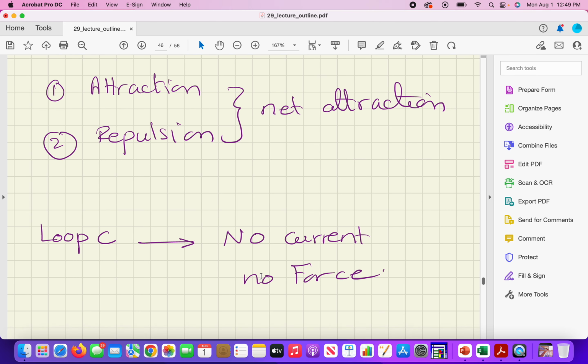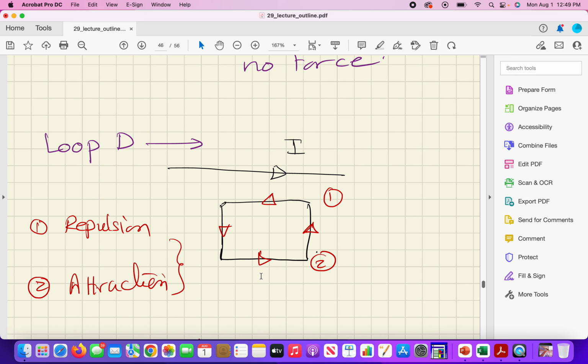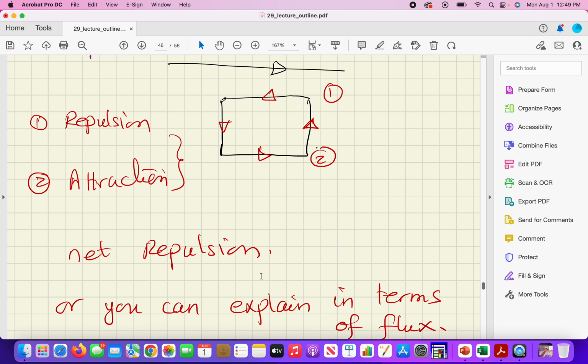Here also you can use the idea of flux. I explained most of my solutions based on the forces between two parallel wires, but you can also use the other explanation. Thank you. I will do another video for this.